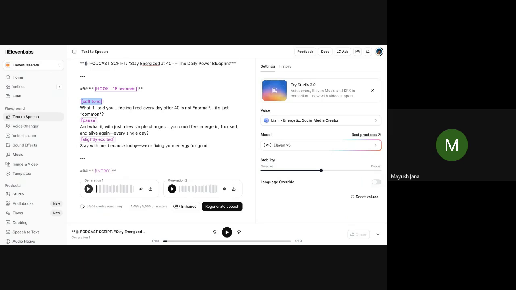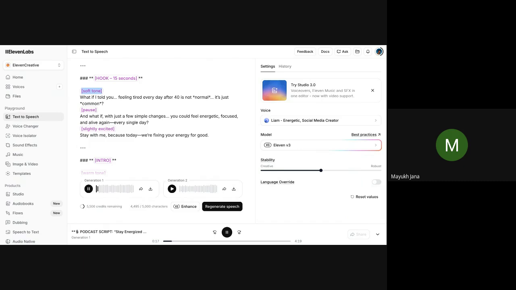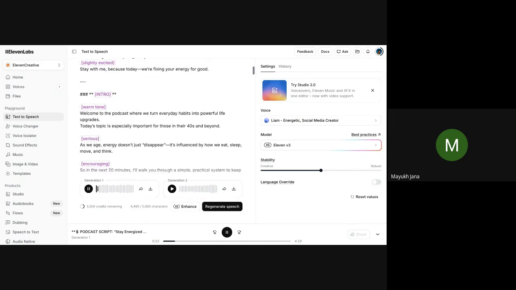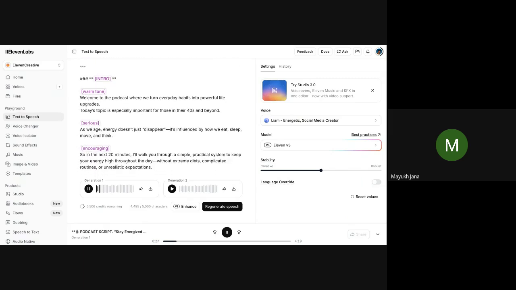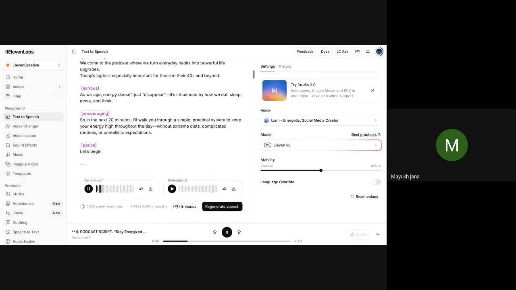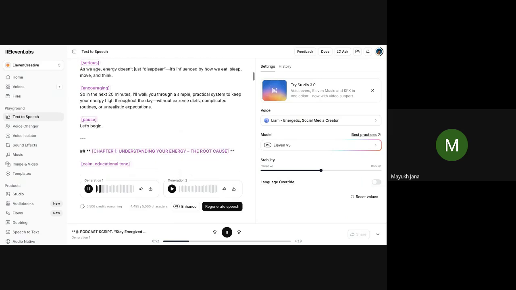So you just hear what they have generated. 40 is not normal, it's just common. And what if, with just a few simple changes, you could feel energetic, focused, and alive again every single day? Stay with me, because today, we're fixing your energy for good. Welcome to the podcast where we turn everyday habits into powerful life upgrades. Today's topic is especially important for those in their 40s and beyond. As we age, energy doesn't just disappear. It's influenced by how we eat, sleep, move, and think. So in the next 20 minutes, I'll walk you through a simple, practical system to keep your energy high throughout the day, without extreme diets, complicated routines, or unrealistic expectations. Let's begin.